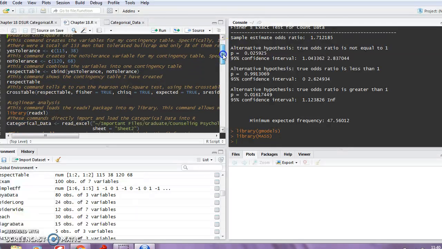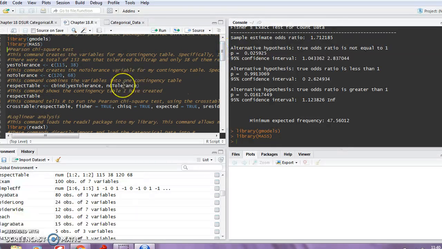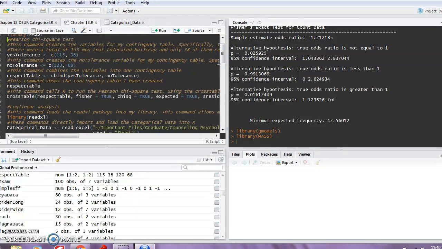So one thing that I do want to note about Pearson's chi-square is it works on a contingency table. So you want to make sure that you create a contingency table before you run the chi-square test. So the first thing that we're going to do is create our variables for our contingency table.